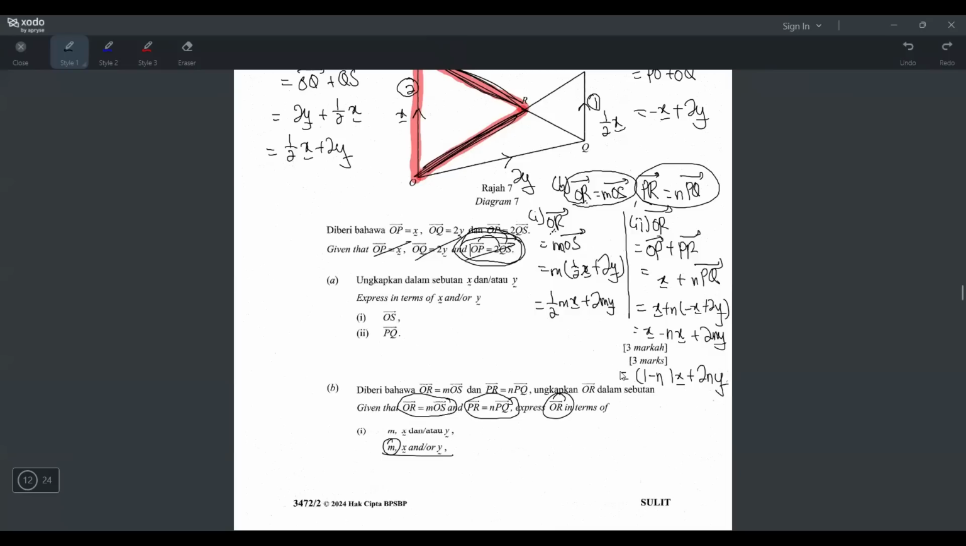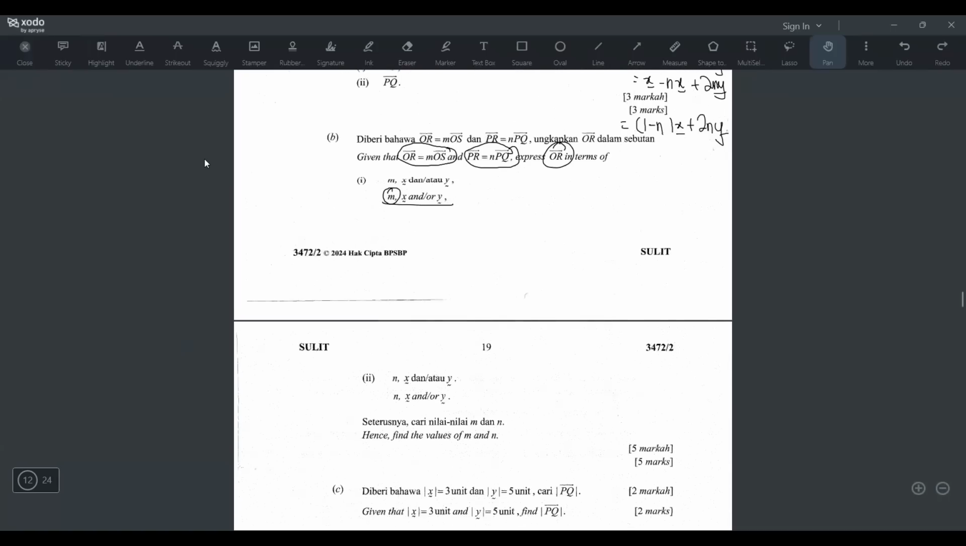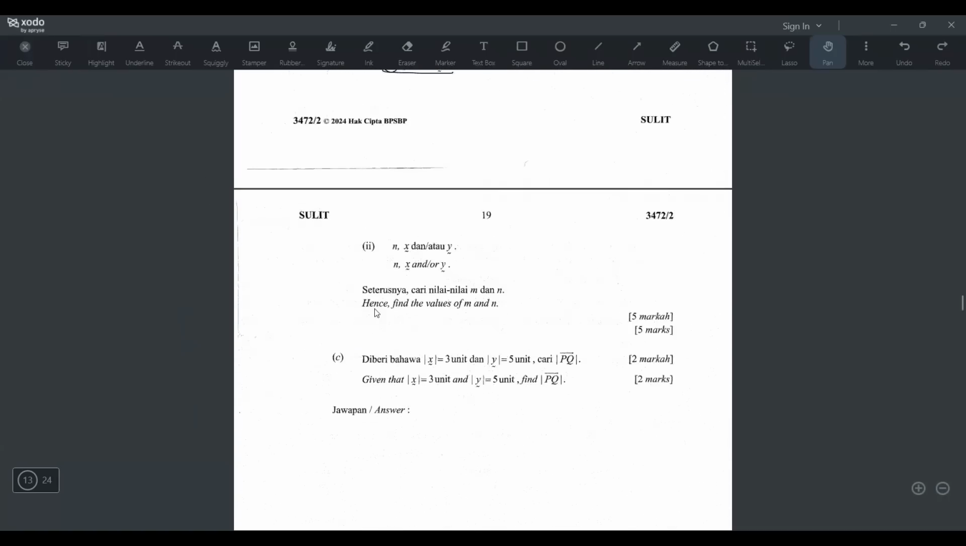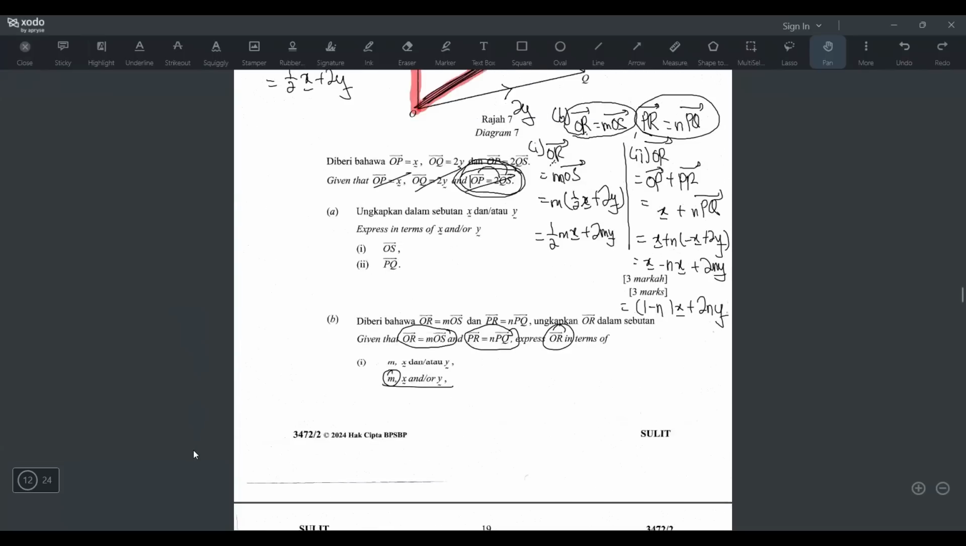Sebab dalam vector, dia selalu ask you to compare. They always ask you to banding. So, it's always better to write your answer like this. Single X, single Y. Supaya bila nak banding nanti senang. You nampak number dia cepat. Bila masa nak banding nanti. Okay, I'm already done with the B1, B2. Now here they say hence find the values of M and N. Okay, easy. This one easy.